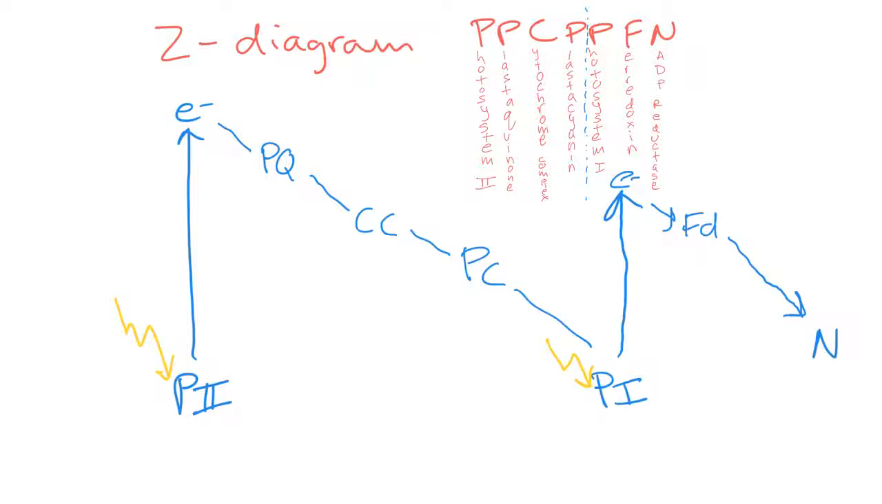Antenna complex? Yeah, you could add that. What did you say? At the end? The NADP to the NADPH? Is that what you're saying? Yeah. Okay, good. So at the end, NADP+ is reduced to NADPH, and that's the final fate of that electron. It's added on to NADP+. Okay, what else?